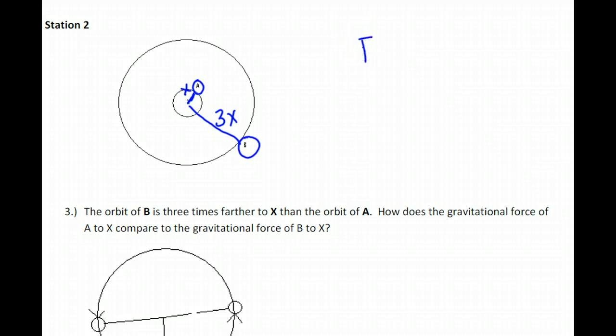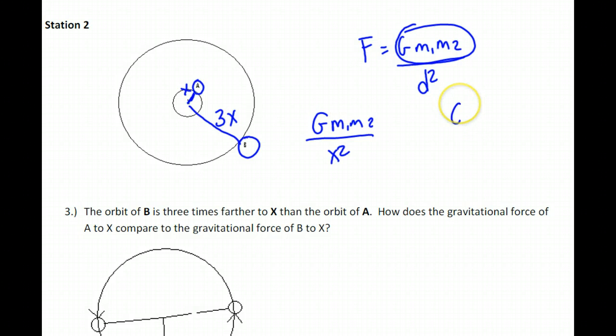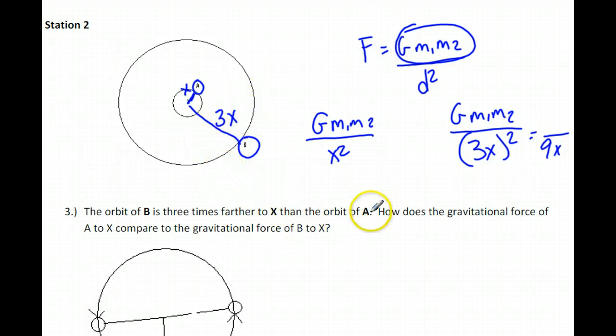Our formula is force equals gravity, mass 1, mass 2, divided by distance squared, right? The only thing they're giving us here is information about the distance. So assume that we have all this, and we're just going to have gravity, mass 1, mass 2, divided by x squared. Or we could have gravity, mass 1, mass 2 divided by 3x squared. That's going to give you 9x squared. So what you can see is that the gravitational force of A to x is going to be much, much stronger than B to x.